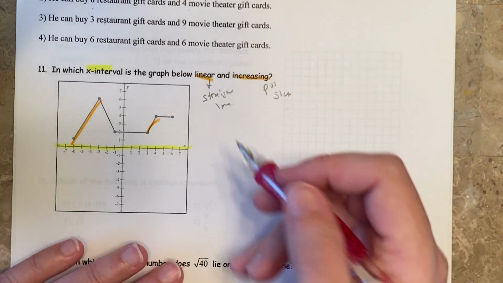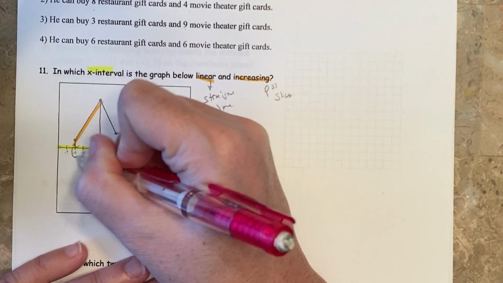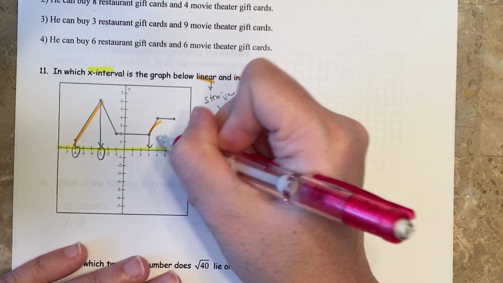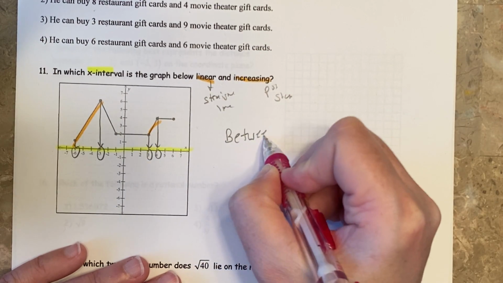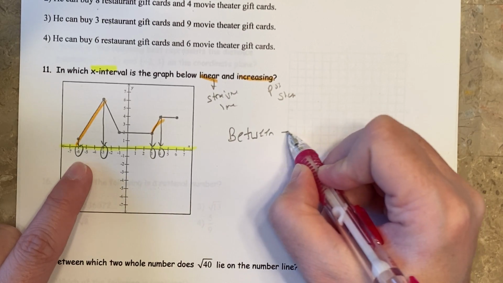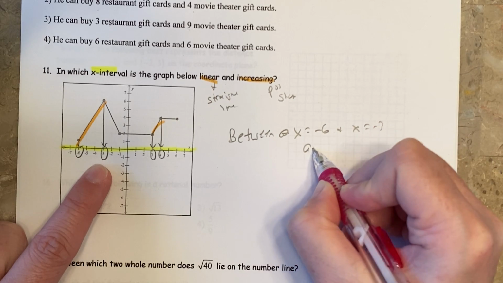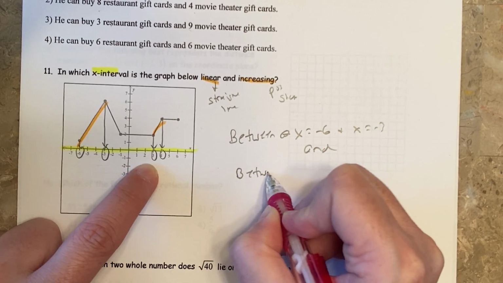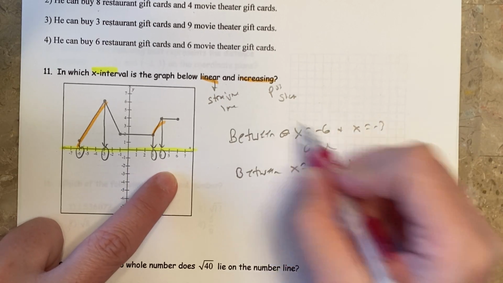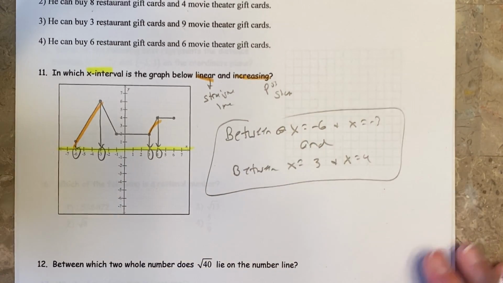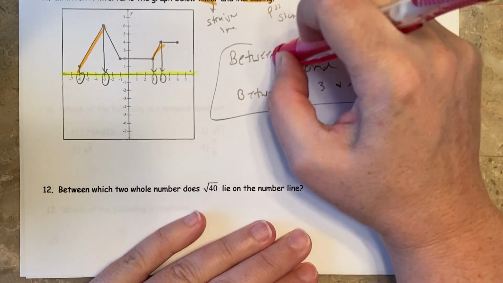When you do your quiz and stuff like that, it won't. So it's between here and here. So -6 to -3, and here's your starting and here's your ending, 3 and 4. So just list both of them. So between x equals -6 and x equals -3, and between x equals 3 and x equals 4. So for now, write both of those answers. But again, on your quiz and your final, it would only show up one answer.